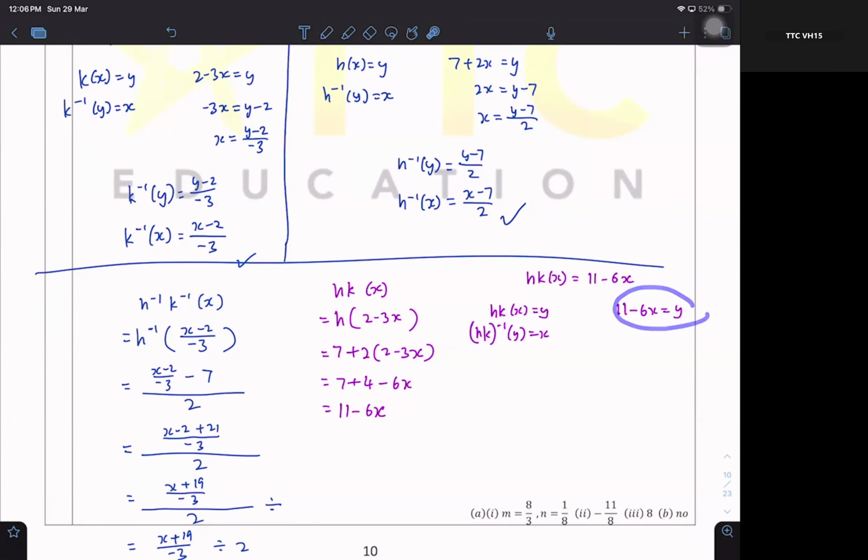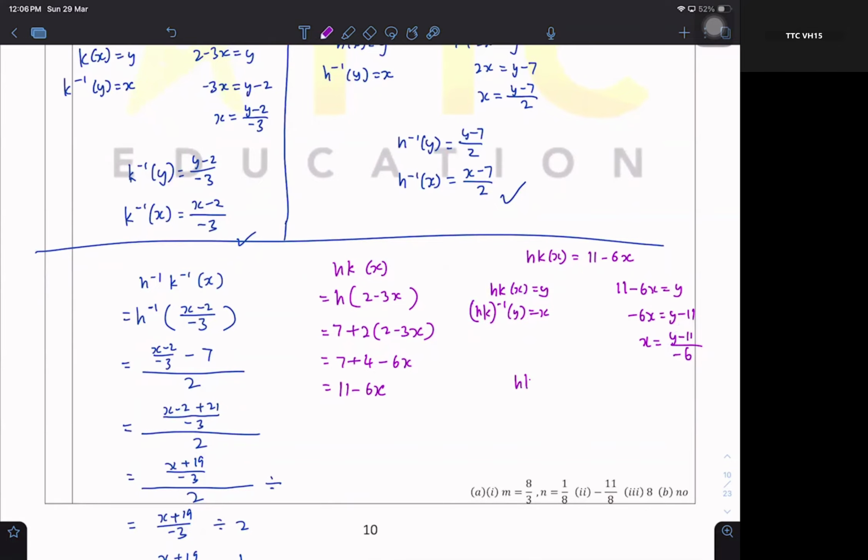Then the other side, our job is to find x. So 11 bring over becomes minus 11, times bring over becomes divide. So y minus 11 over negative 6. Once you have found the x, you take this and this and join them together. And then last, you change the y into x. So that's the hk combined inverse.